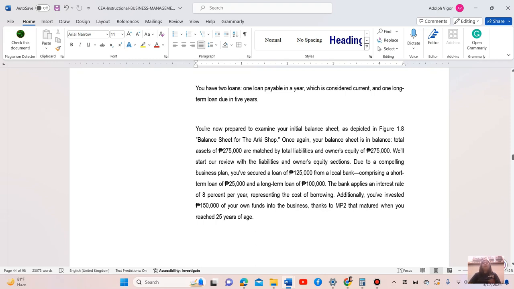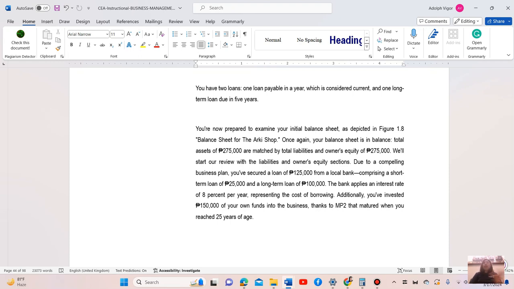So you're now prepared to examine your initial balance sheet as depicted in figure 1.8, balance sheet for Arki Shop. Once again, your balance sheet is balanced. It should be balanced. The assets are the same as the liabilities plus owner's equity. If it doesn't balance, it's not a balance sheet. So remember that. The total assets of 275,000 are matched by total liabilities and owner's equity of 275,000.